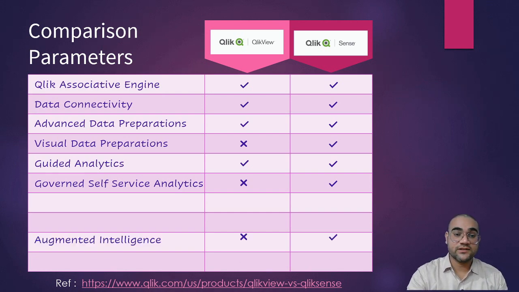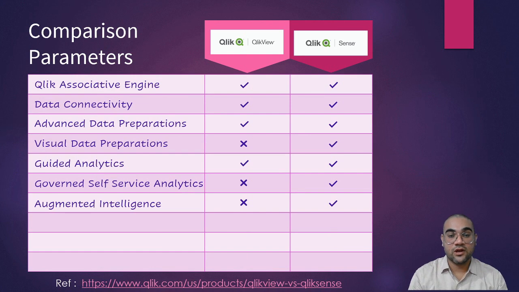The next feature is augmented intelligence. Augmented intelligence is nothing but a combination of machine plus human intuition. ClickSense has a cognitive engine which helps end users while creating charts and graphs. For example, if I am the end user and I were to create charts and graphs with the available data, I can simply ask the cognitive engine to create charts and graphs on my behalf. And then I can utilize that as per my need.